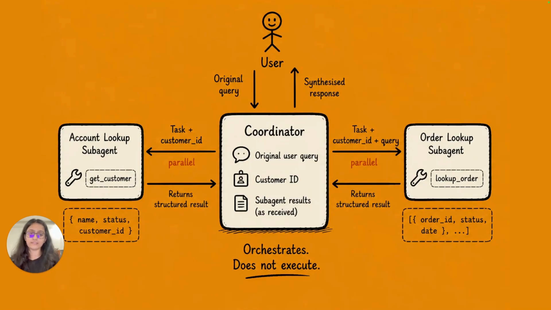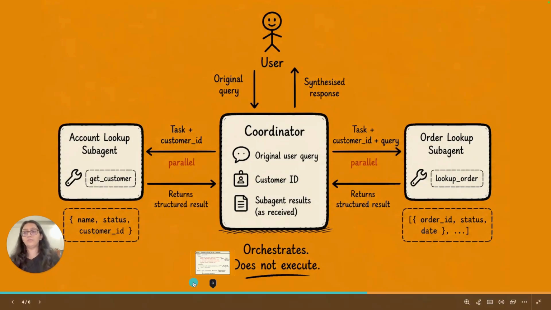It synthesizes, it writes a response that addresses the customer's original query using the verified account information and the order details. At no point did the coordinator do any of the detailed lookups itself. It orchestrated. The subagents executed. This separation of concerns, coordinator orchestrates, subagents execute, is the fundamental pattern of every multi-agent system that you're going to build. So this is how everything works here.